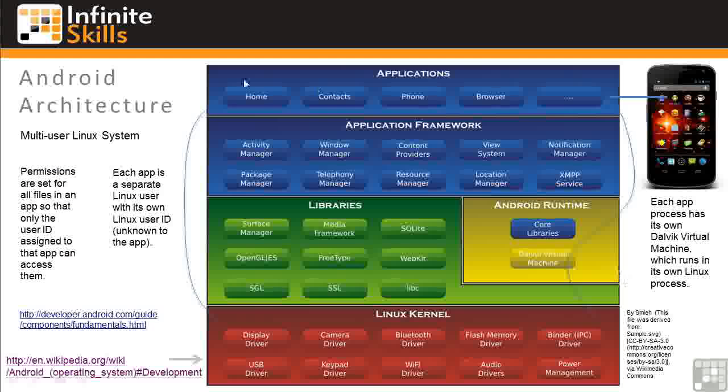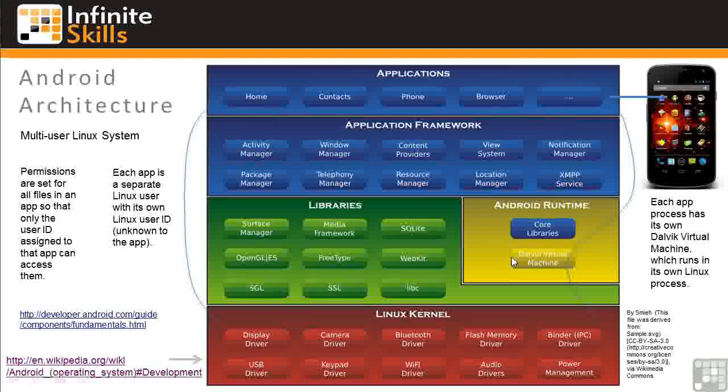The Android system is built on the Linux platform as a multi-user system. Each app is a separate Linux user with its own Linux user ID, and that ID is managed by the Android operating system and not known to the app itself. Permissions are set for all files in an app so that only the user ID assigned to that app can access them. Each app process has its own Dalvik virtual machine instance, which runs in its own Linux process.